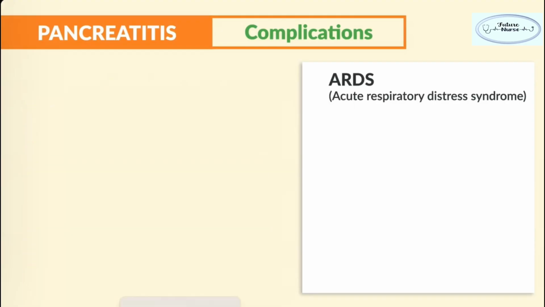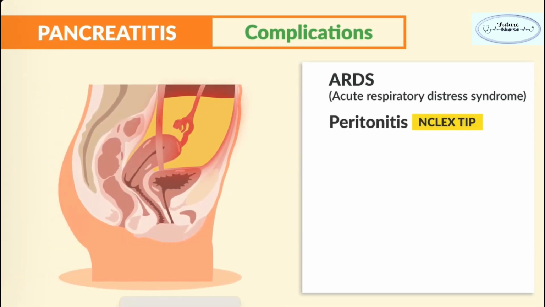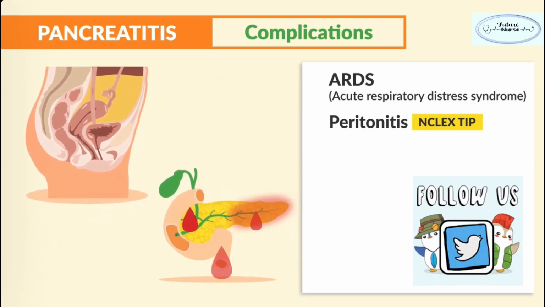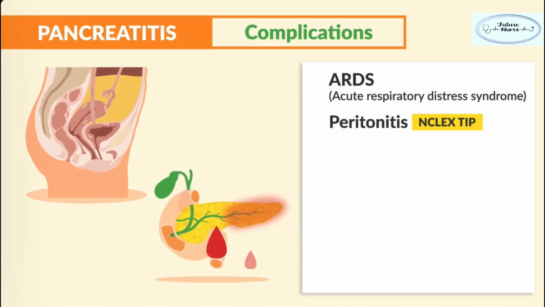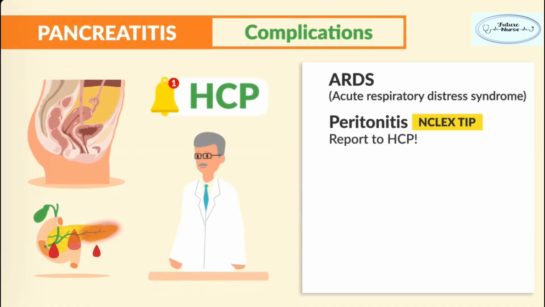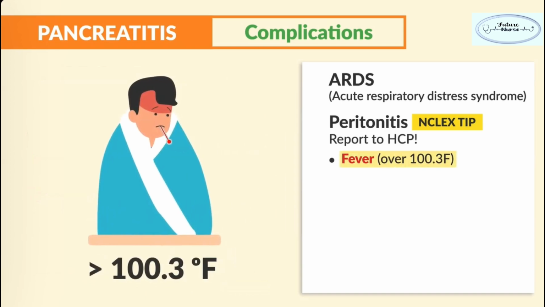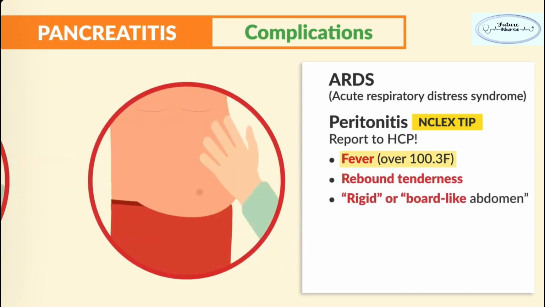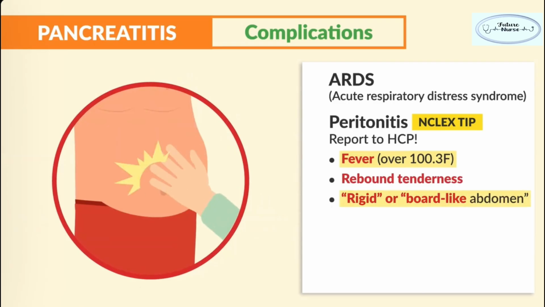The second thing is peritonitis, the inflammation of the peritoneal cavity inside the abdomen, typically caused by bleeding from that inflamed pancreas. So we always assess for and report to the HCP. Write down these top three here: a fever over 100.3, rebound tenderness, as well as a rigid or board-like abdomen.